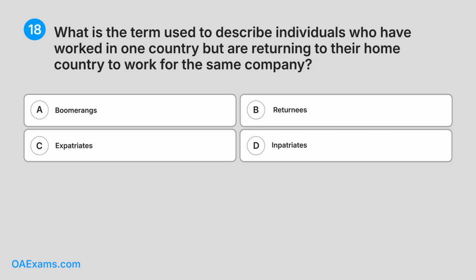18. What is the term used to describe individuals who have worked in one country but are returning to their home country to work for the same company? A. Boomerangs, B. Returnees, C. Expatriates, D. Impatriates. Do you know the answer?